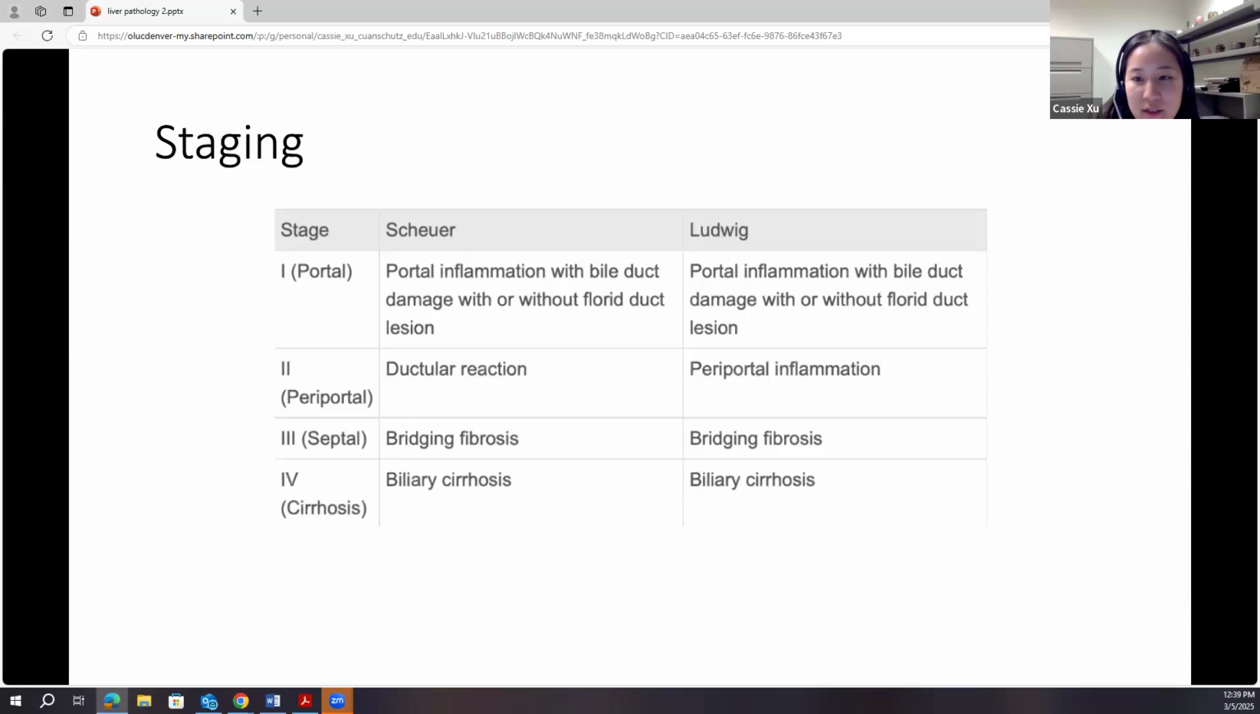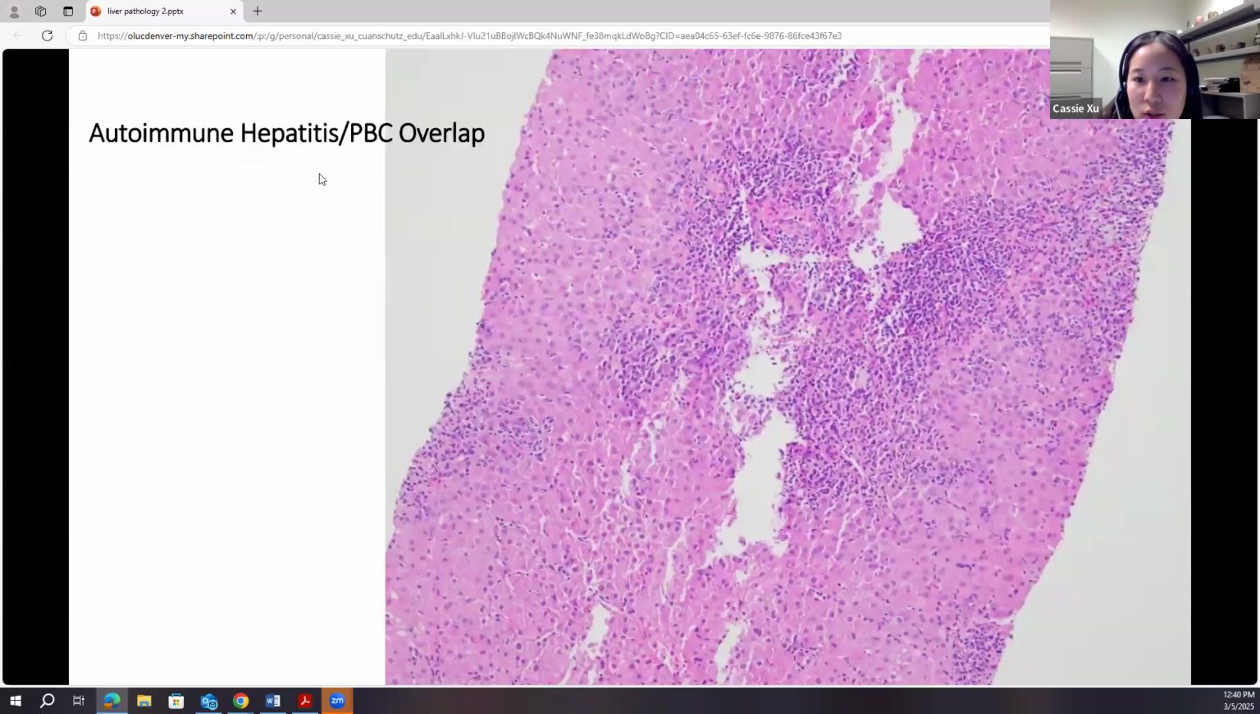For staging for PBC, there are two different staging systems that are described: the Scheuer system and the Ludwig system. For both systems, stages 1, 3, and 4 are similar. Stage 1 would be portal inflammation with bile duct damage with or without florid duct lesions, stage 3 would be bridging, and stage 4 would be cirrhosis. The difference between the two is for stage 2. Scheuer says ductular reaction, Ludwig says periportal inflammation. I think we use the Scheuer system at our institution.